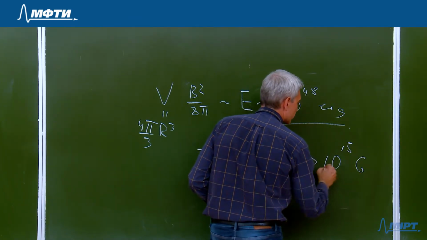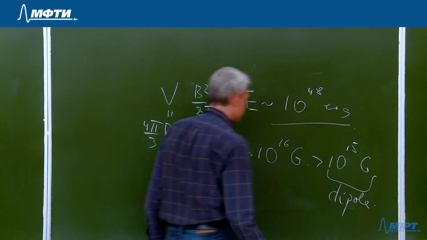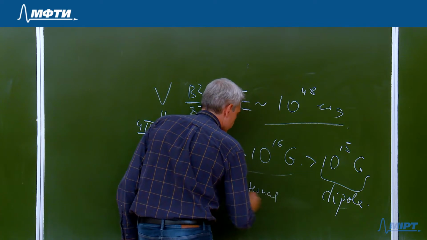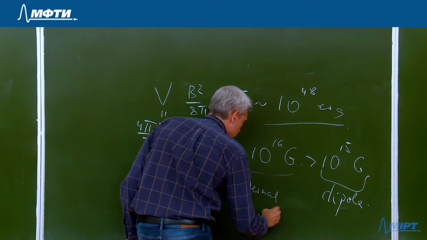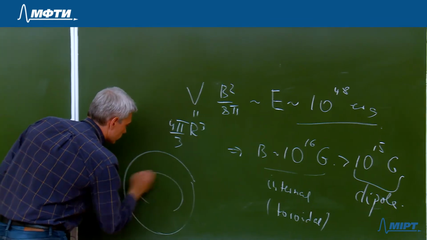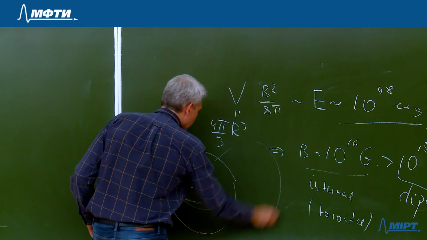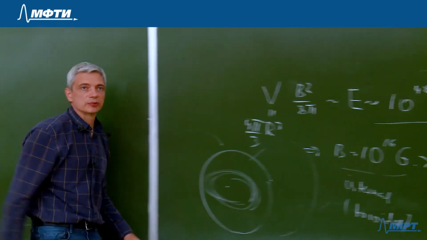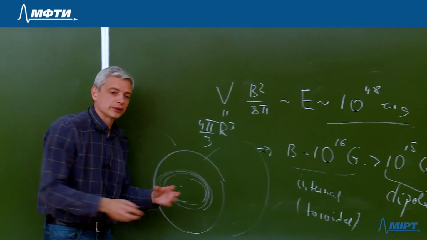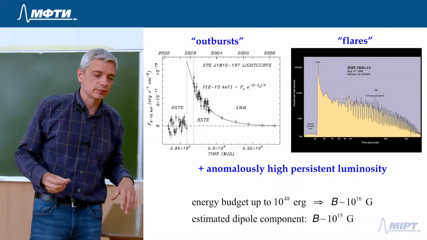That's the typical field which sits in the dipole component. This is the dipole field, and that's probably internal. And most likely it's toroidal. So that means you have a star with a strong toroidal field, and then you have some dipole component which is weaker, 10 times weaker. And then there is a way for this toroidal field to do these horrible things, like giant flares, for example.